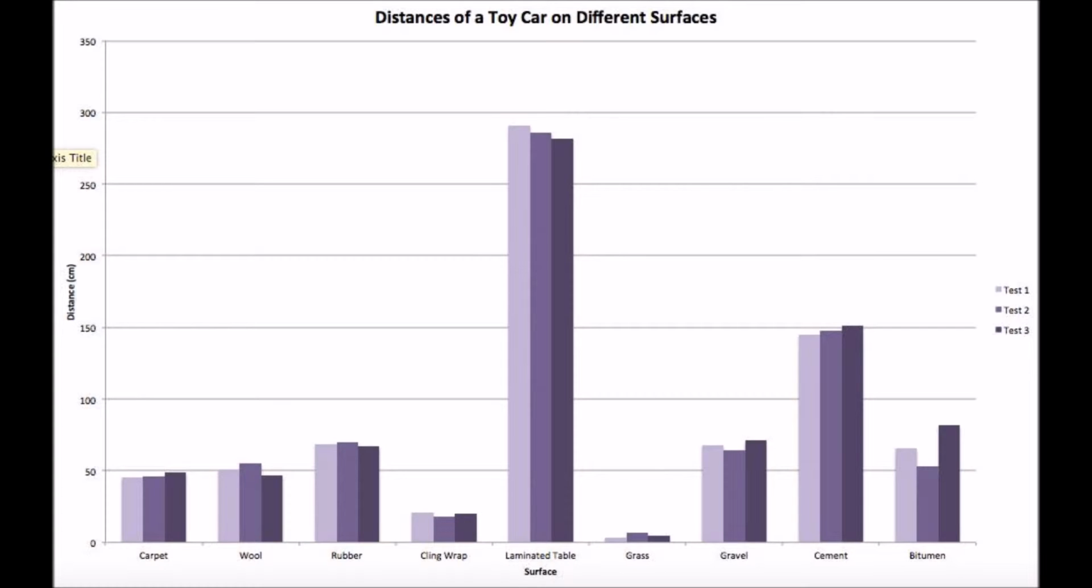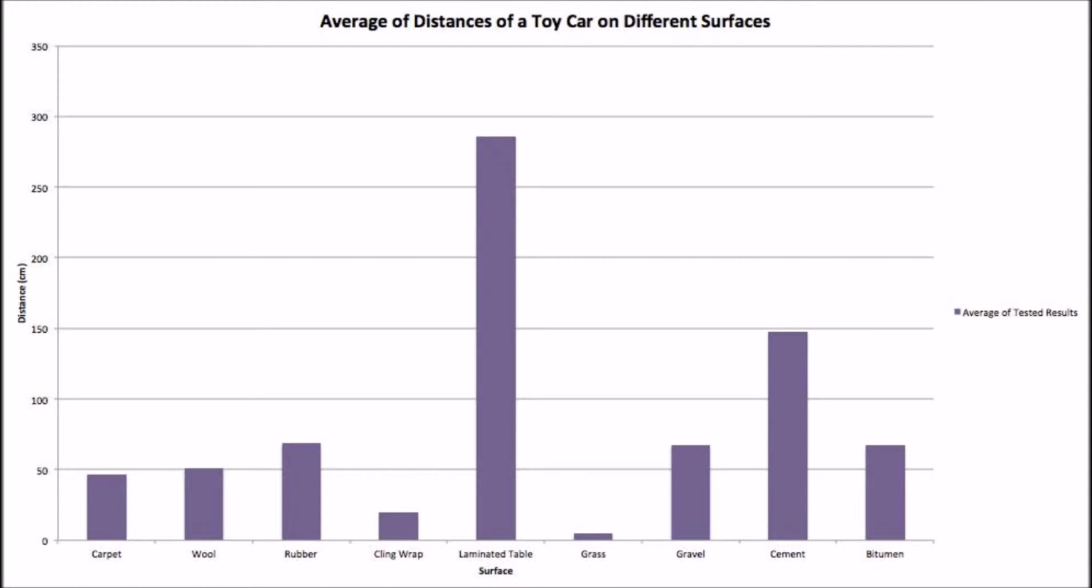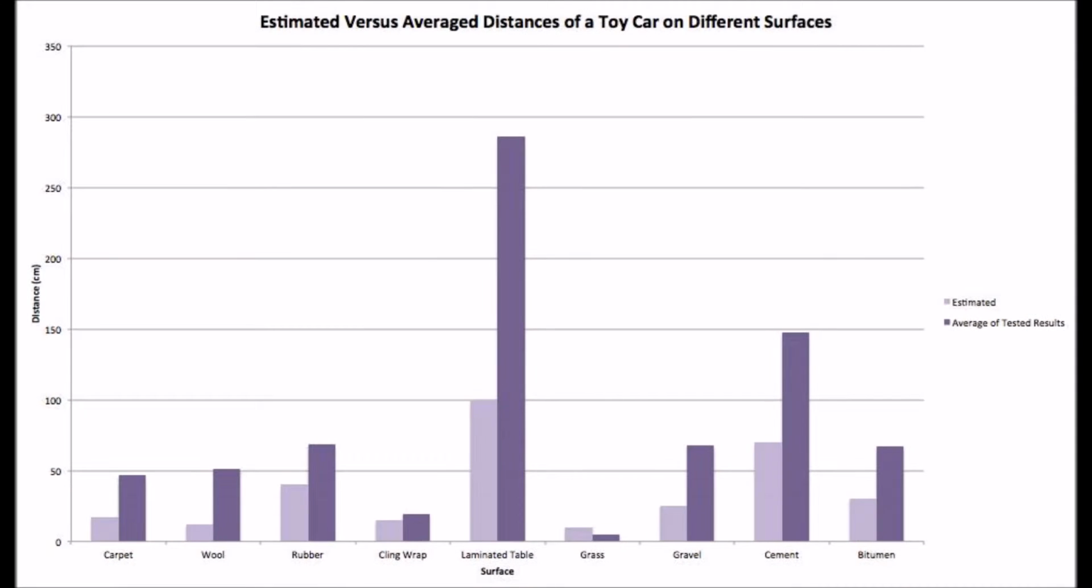This is why we got varying results for the bitumen tests. This is the bar graph of all of the averages of our tests. Now let's compare them to the predictions. As shown by the bar graph, the majority of our predictions were significantly lower than the tests. Grass, on the other hand, gave the opposite results.